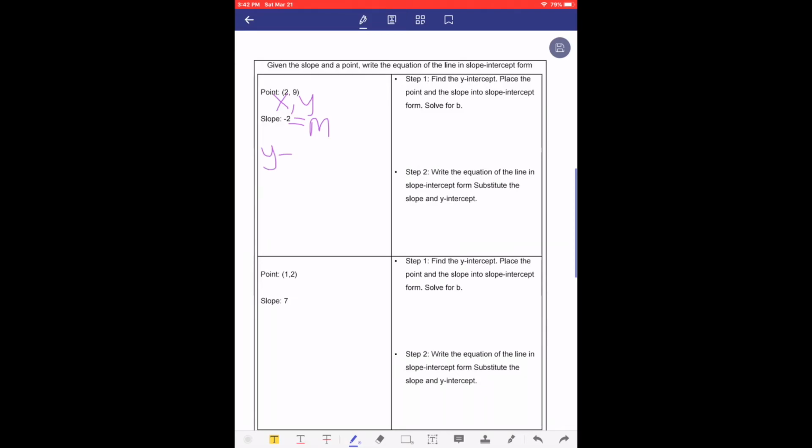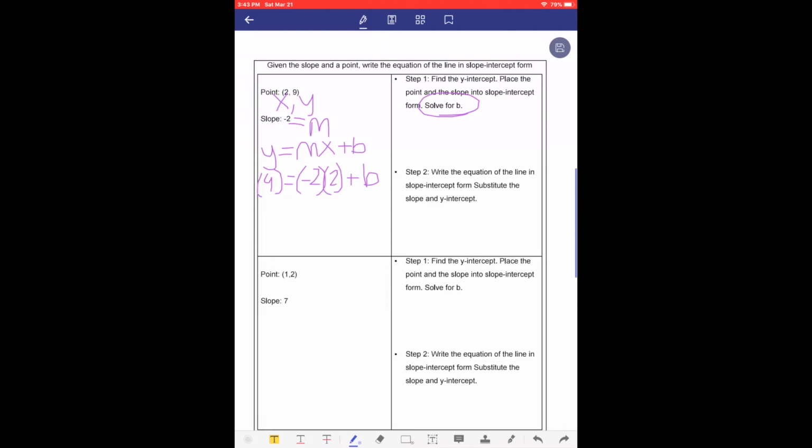So my slope-intercept form is y equals mx plus b. The y we said was 9, so I'm putting that in parentheses, plugging in a 9. The m was negative 2. The x was 2. And the b, I don't know the b. That's actually what I'm solving for. So I'm going to write plus b.